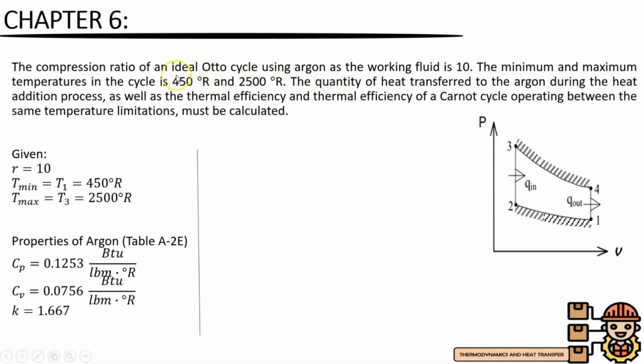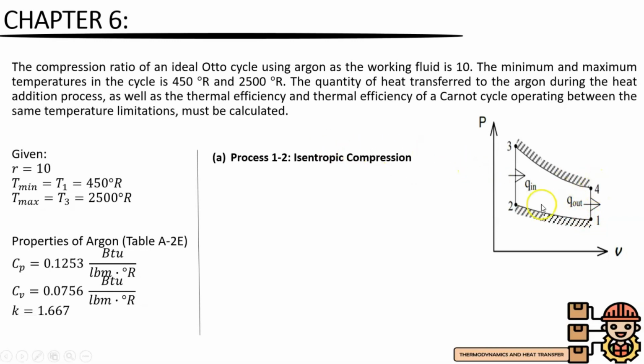Since we are dealing with an ideal Otto cycle in this problem, it has 4 processes. The 1 to 2 process is isentropic compression, where the entropy is constant. The process 2 to 3 is the constant volume heat addition, that's why there's a Q in. The process 3 to 4 is an isentropic expansion process in which the entropy is also constant, and 4 to 1 is a constant volume heat rejection. So let's proceed.